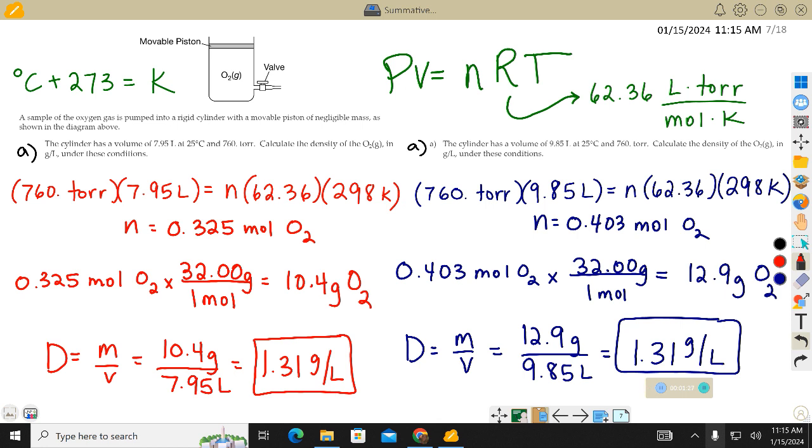But they do tell me in the packet that I can just add 273 to switch from Celsius to Kelvin. So once we get our moles, we'll just multiply by the mass of diatomic oxygen, 32 grams per mole. And then in each case, I should get a density of about 1.31 grams per liter.